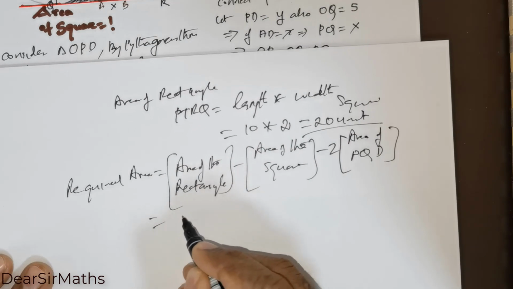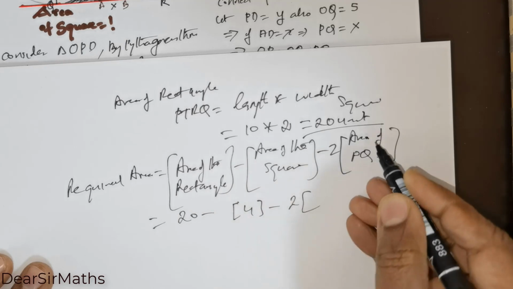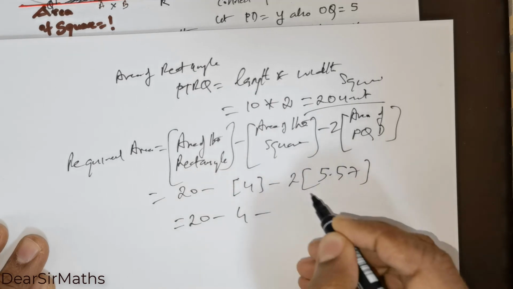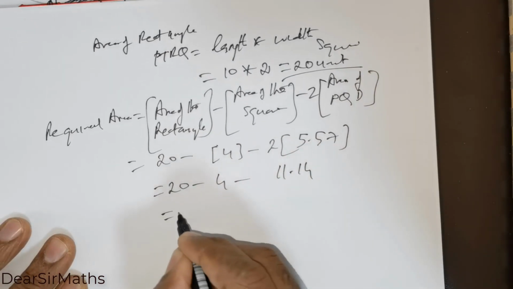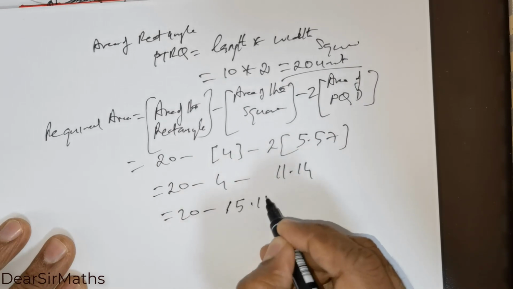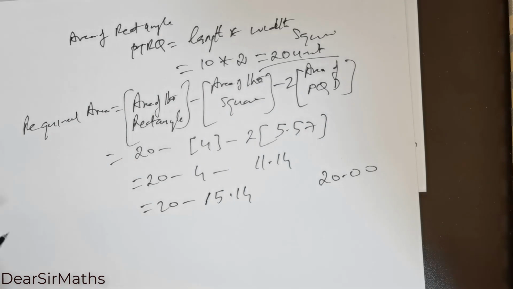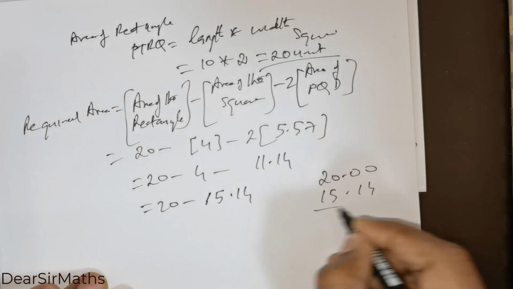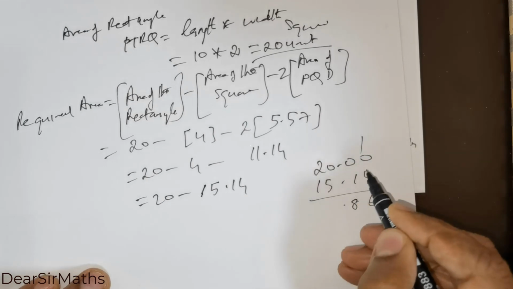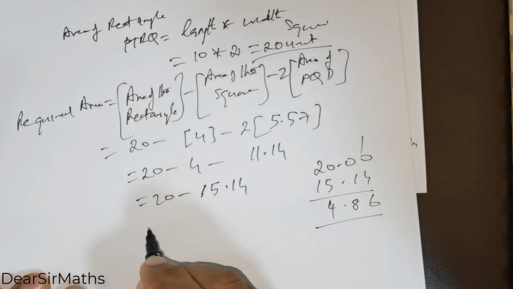Now rectangle area is 20, area of the square is 4 units, minus 2 times area of PQD is 5.57. So this is 20 minus 4, you multiply this, you get 11.14. So 20 minus, you add these 2 things, you get 15.14. So from 20 you subtract 15.14. Anyway, you can perform that by hand. So 10, 6, 9, you take away 1, you get 8, and already you have a 9 there, you get a 4 there. So this is what you have got.